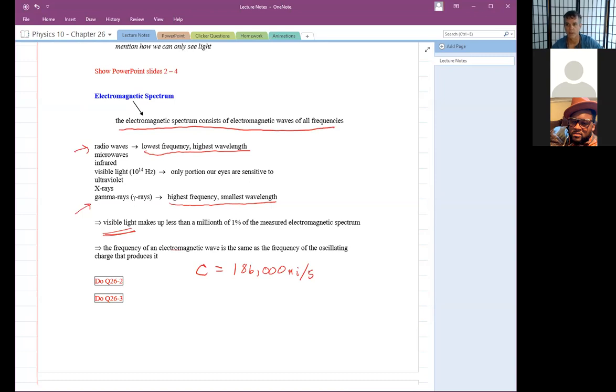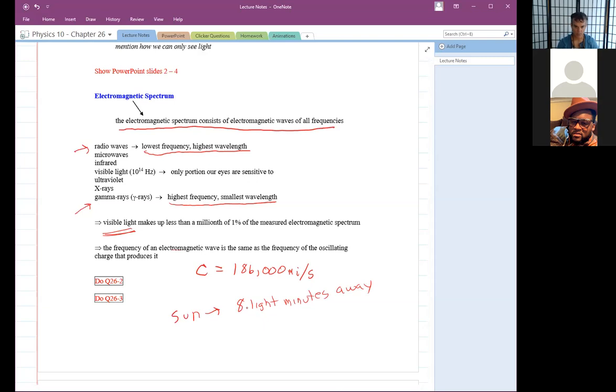7 minutes. How much would you say? Is it 7? It's about 8 minutes. Oh. So what we say is the sun is 8 light minutes away, which basically means it takes light from the sun 8 minutes to get to us.